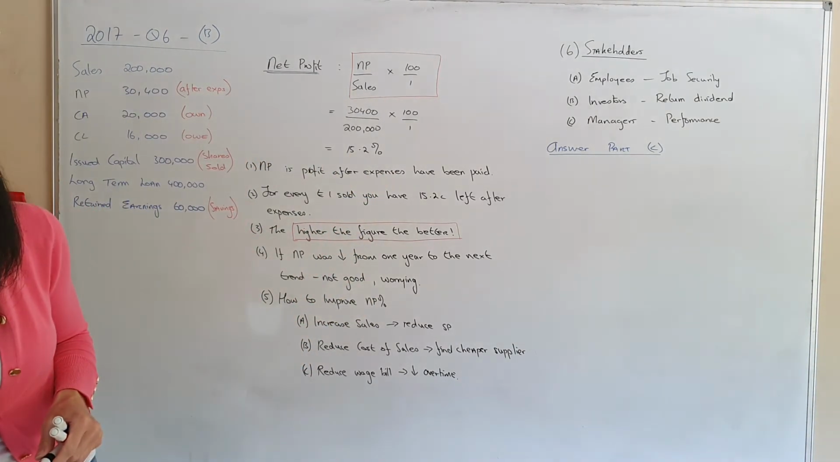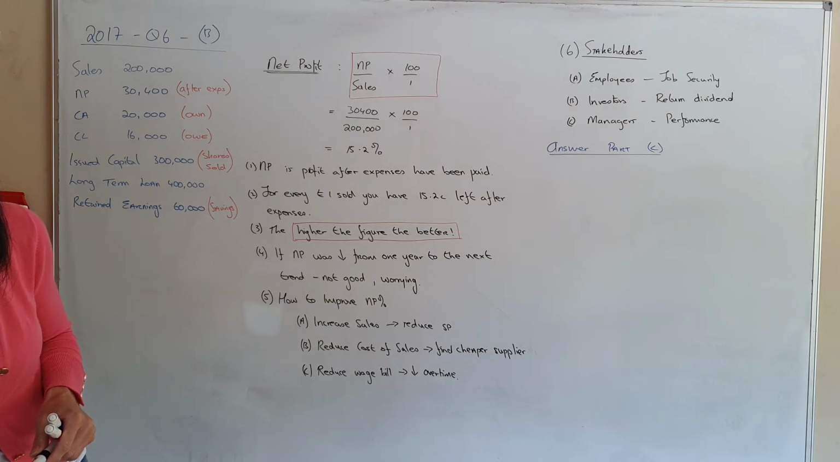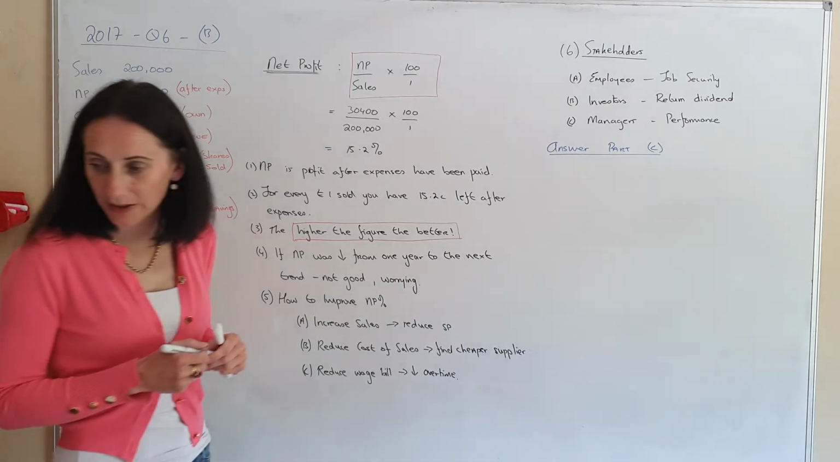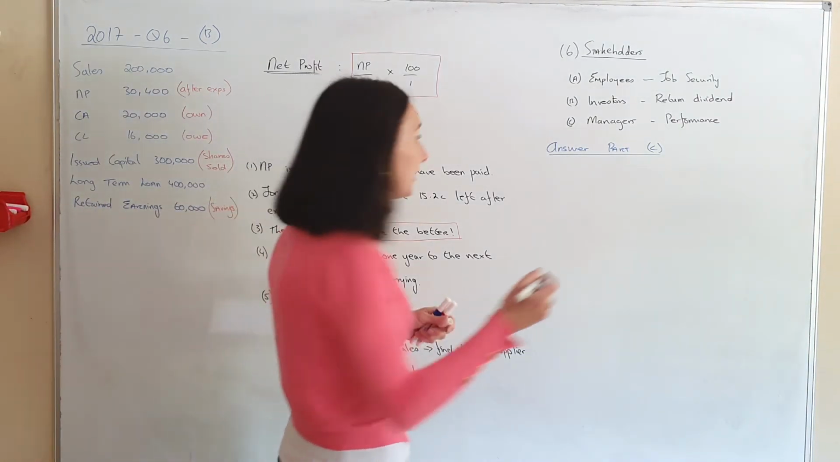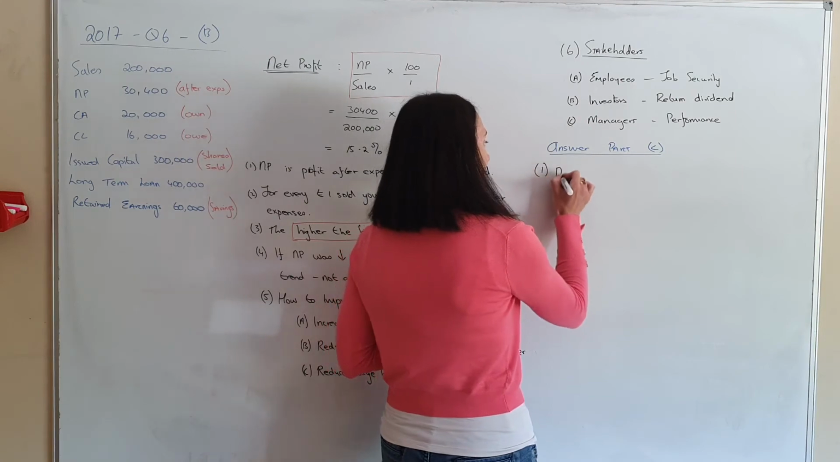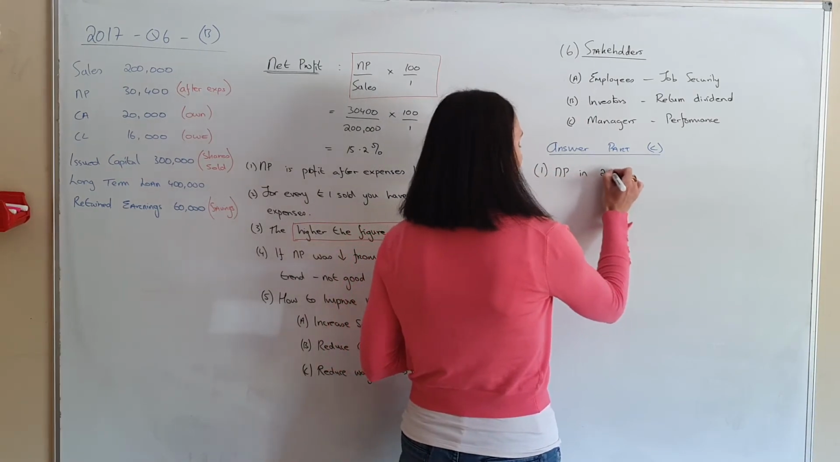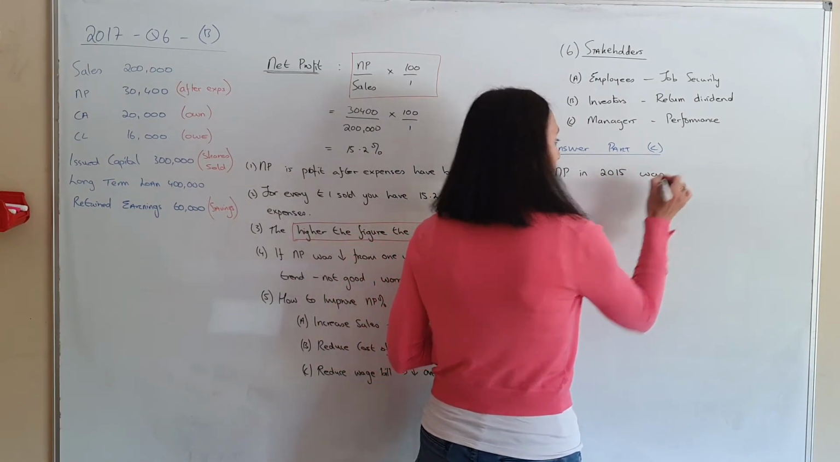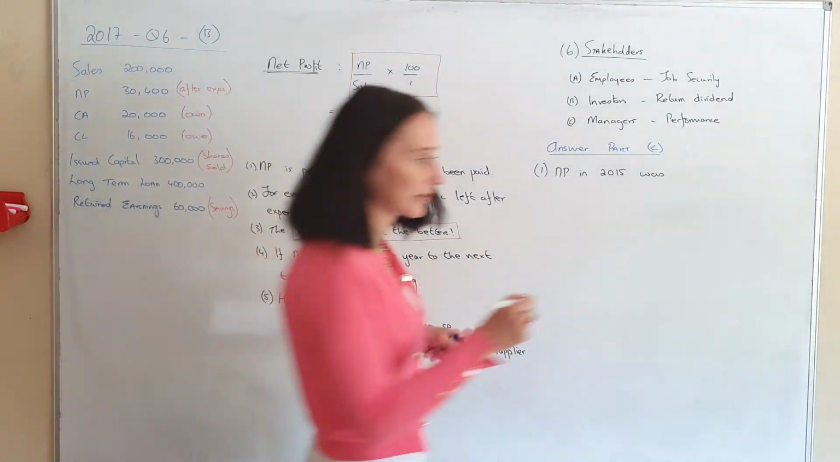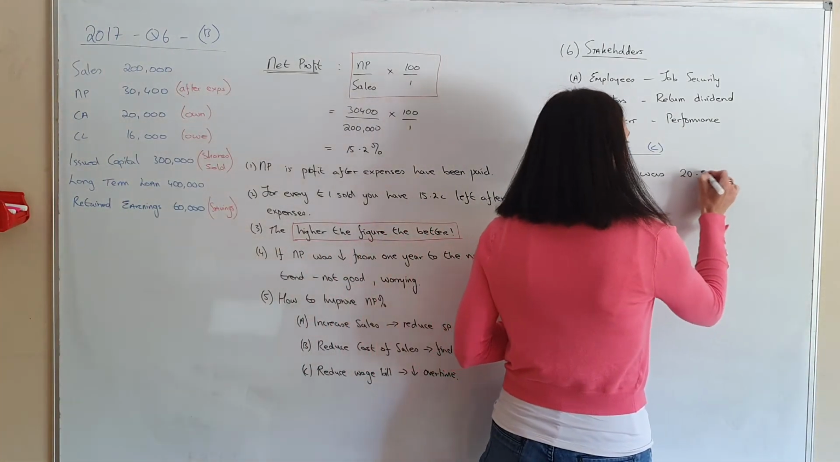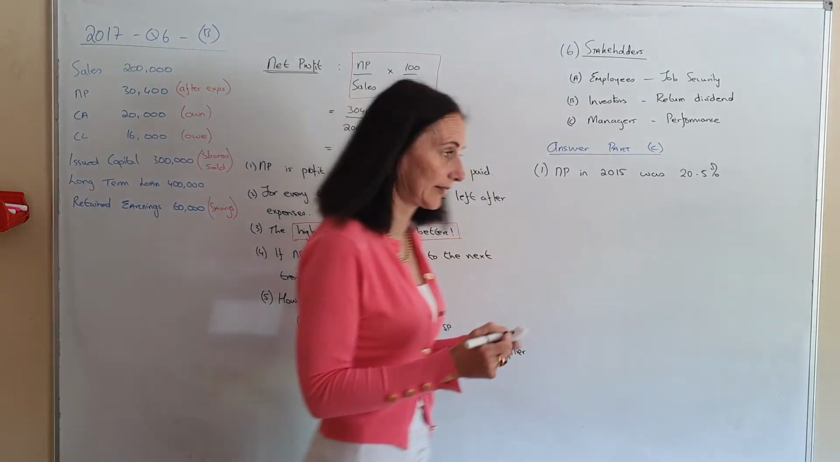Now, just looking at it, I just need to go back to the question. Where is it? Right, they give you the net profit from last year. So the net profit in 2015, so that's the first thing we write down. Net profit in 2015 was 20.5%. You have to state the obvious.